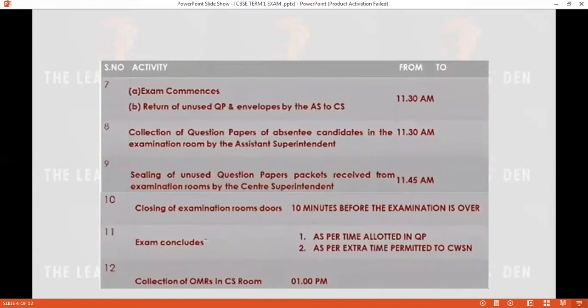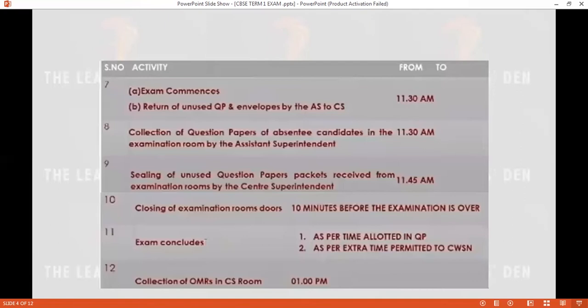The closing of examination room doors will be 10 minutes before the examination is over, so as to not allow any candidate to leave the examination center till the OMR sheets are collected, they are counted, and it is made sure that everyone has submitted the OMR sheet.